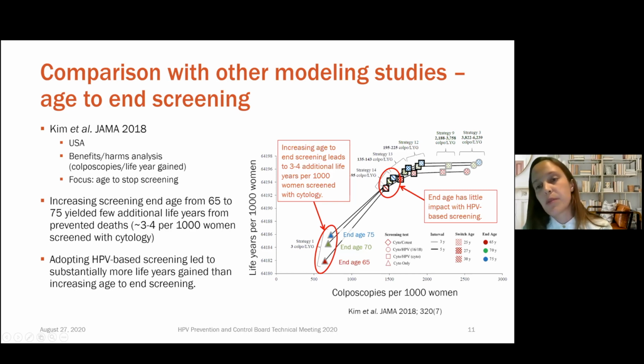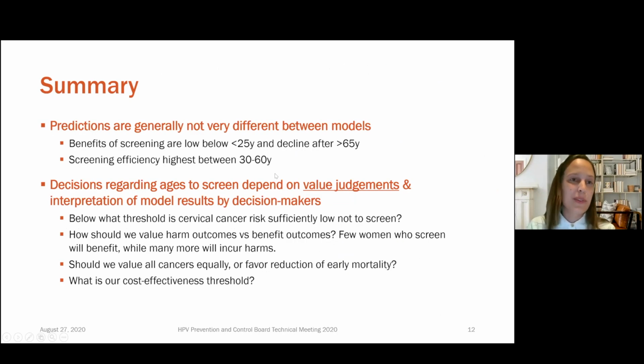However, if you screen with HPV testing, then the end age has actually quite little impact on how many life years are able to be gained. The big gain comes from switching from cytology to HPV testing, and not necessarily from increasing the age at which you stop screening. So in summary, I just wanted to point out the predictions are generally not very different between models, even if they're calibrated to different countries and make different assumptions. Most of them do predict that benefits of screening are low below 25 years of age and decline after the age of 65. And screening efficiency is highest between 30 and 60 years old.